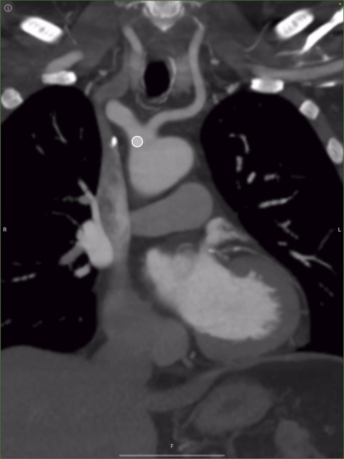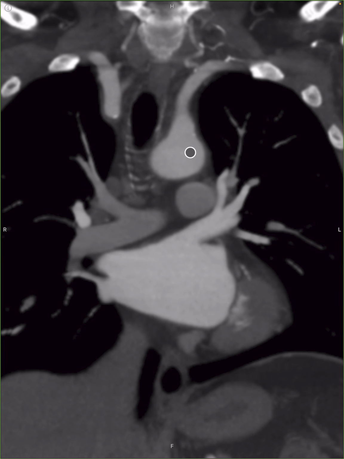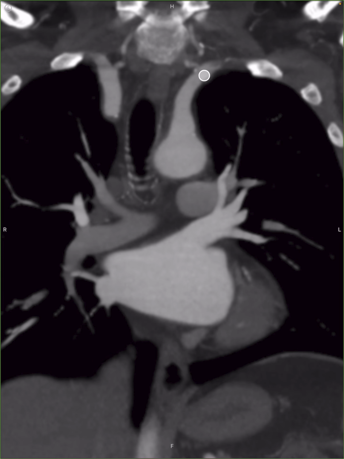Here's what it looks like on CT. This is the common trunk, this is the right brachiocephalic artery, and this is the left common carotid artery. And then if I scroll back, this is the left subclavian artery over here.